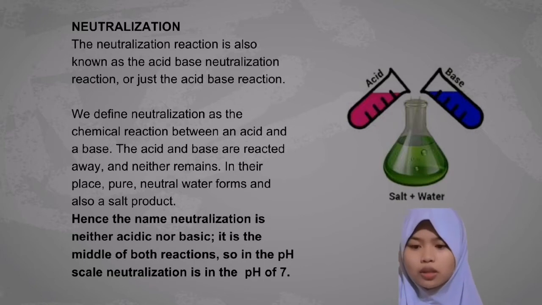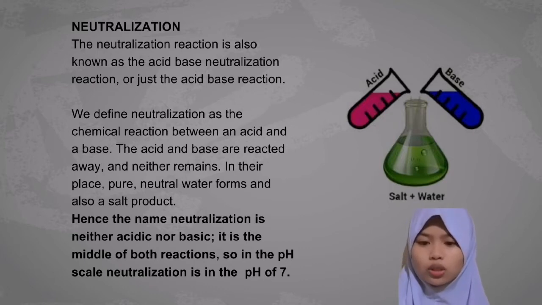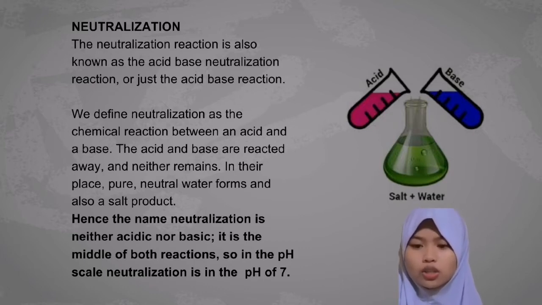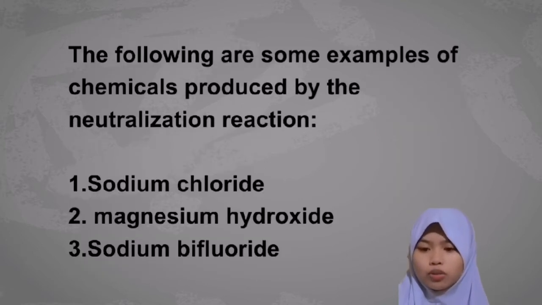Hence the name neutralization: it is neither acidic nor basic. It is the middle of both reactions, so on the pH scale, neutralization is at a pH of 7. Examples of chemicals produced by neutralization reactions are sodium chloride, magnesium hydroxide, and sodium bifluoride.